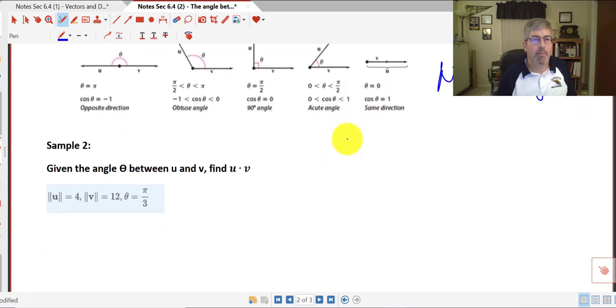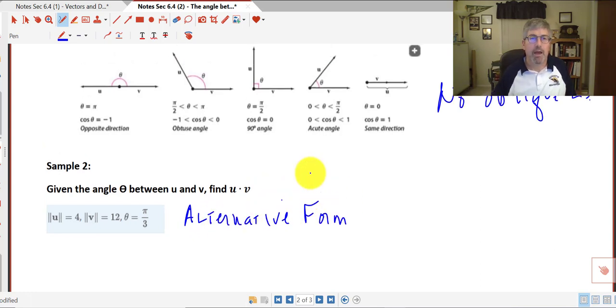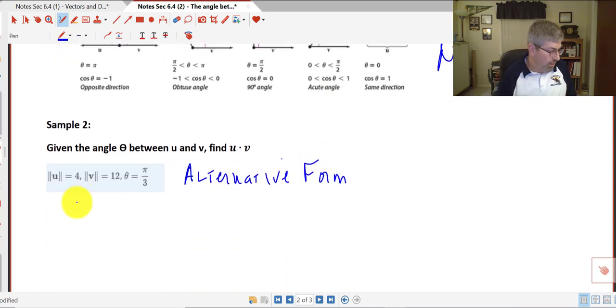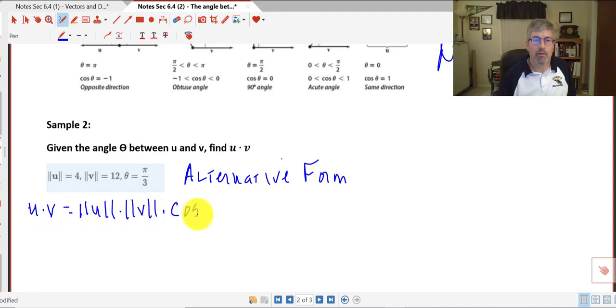So in our second sample problem here, given the angle theta between u and v, find the dot product of u times v. Well, they give us the magnitude of u, the magnitude of v, and an angle theta. So we can use our alternative form here. If I need to take a peek at my alternative form up here, I can. U times v equals the magnitude of u times the magnitude of v times the cosine of theta.